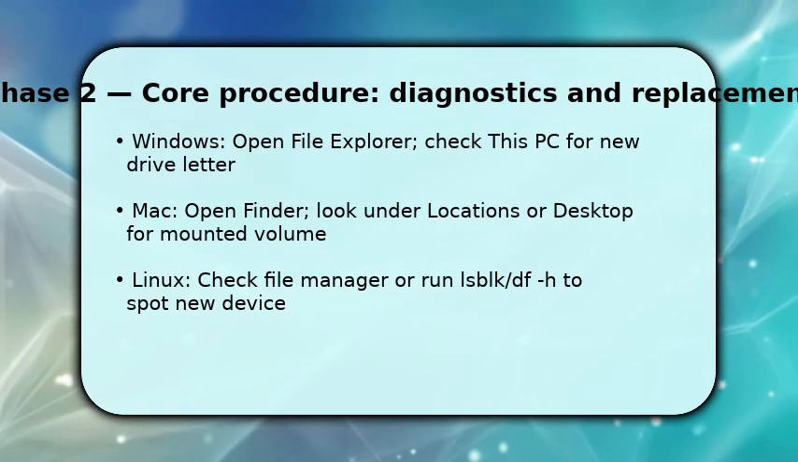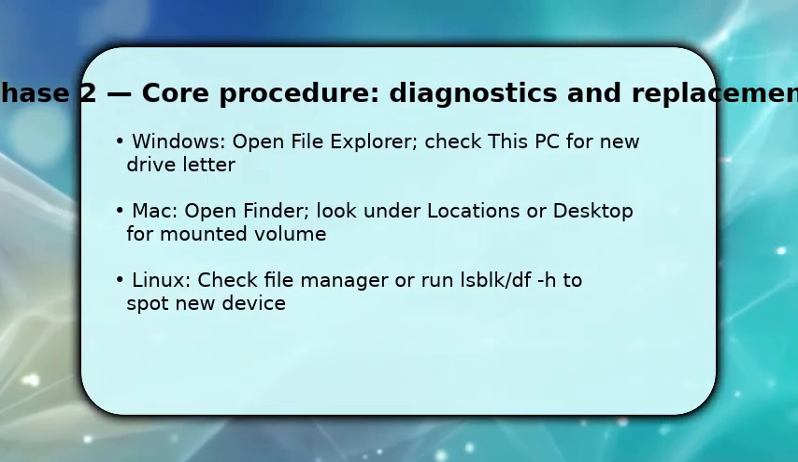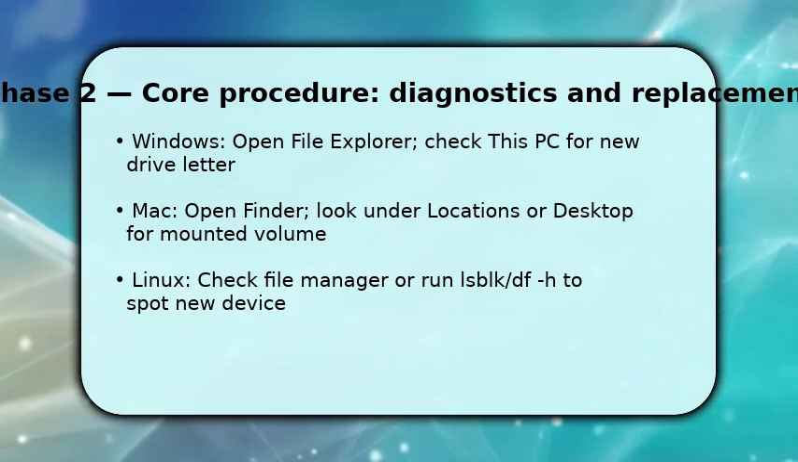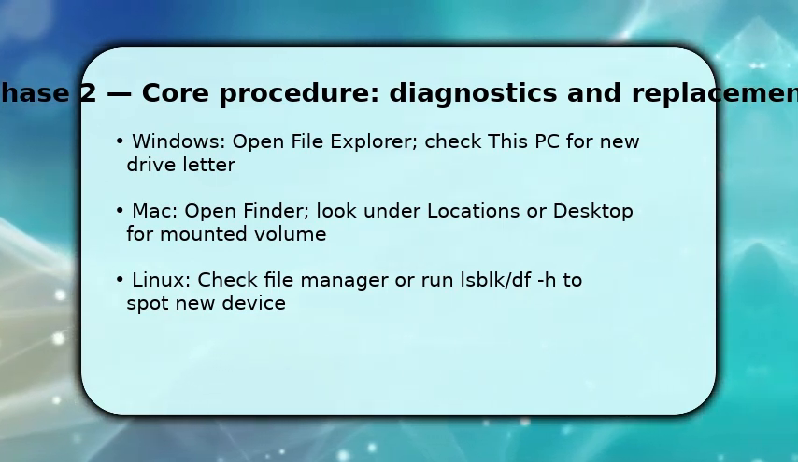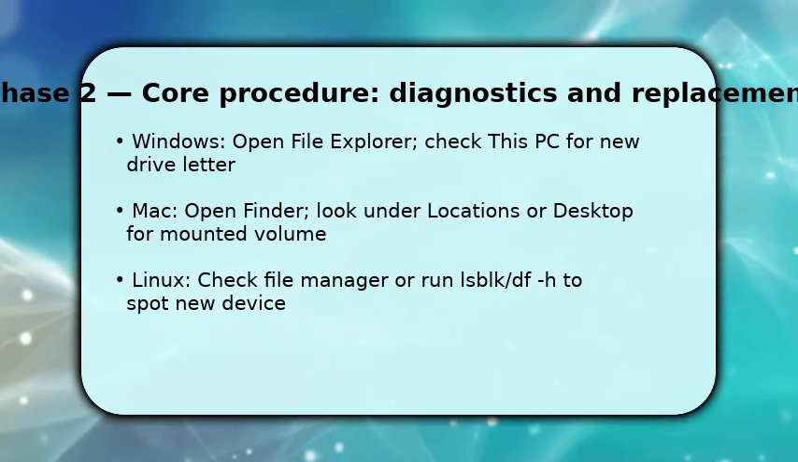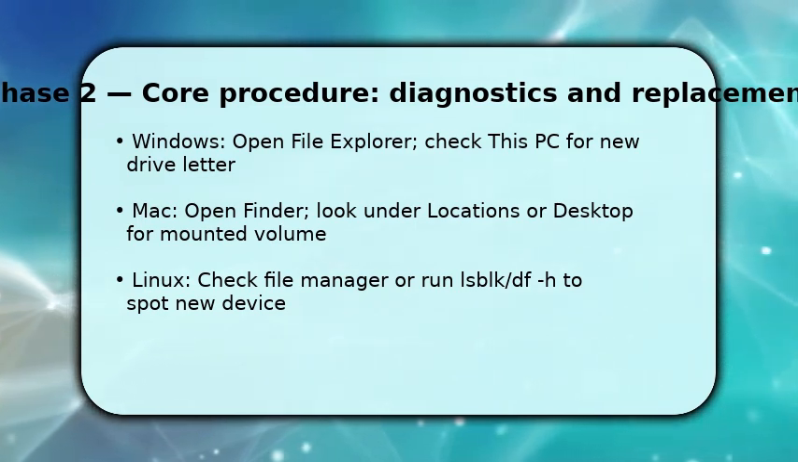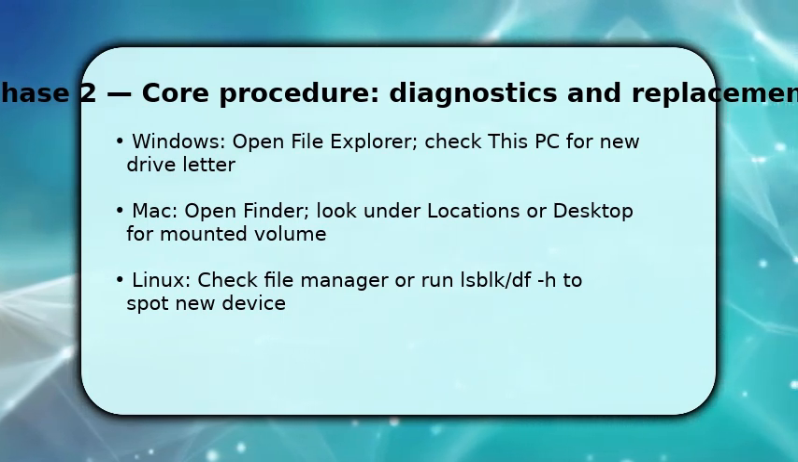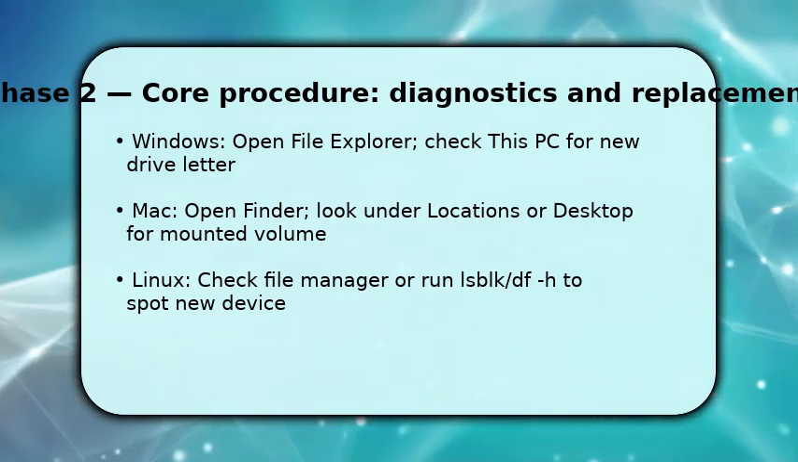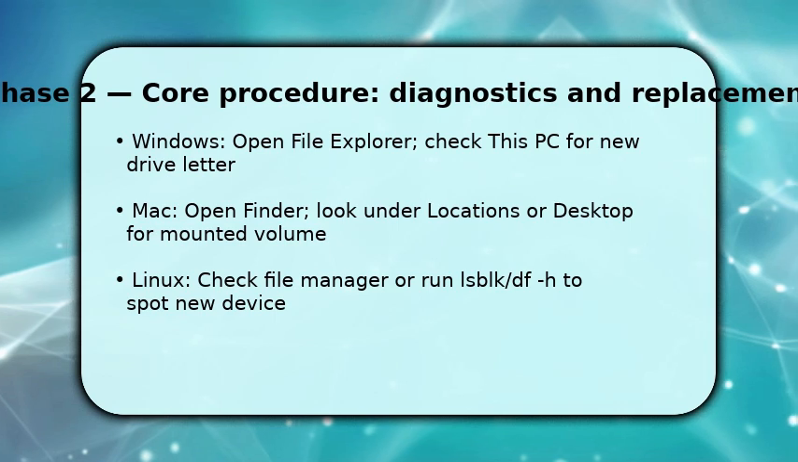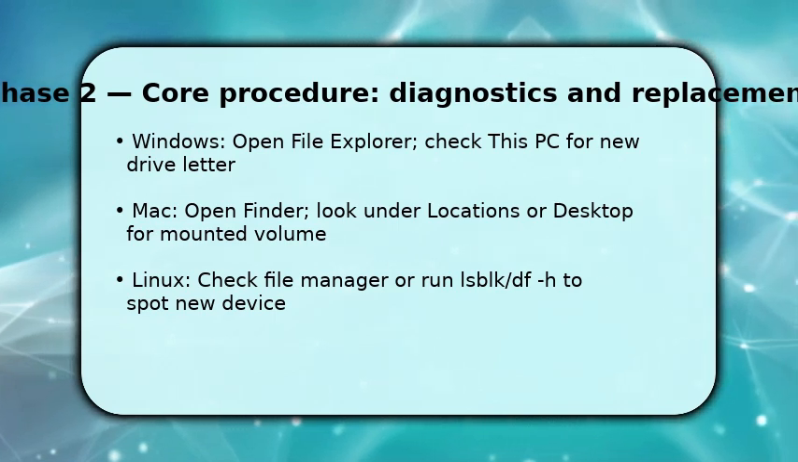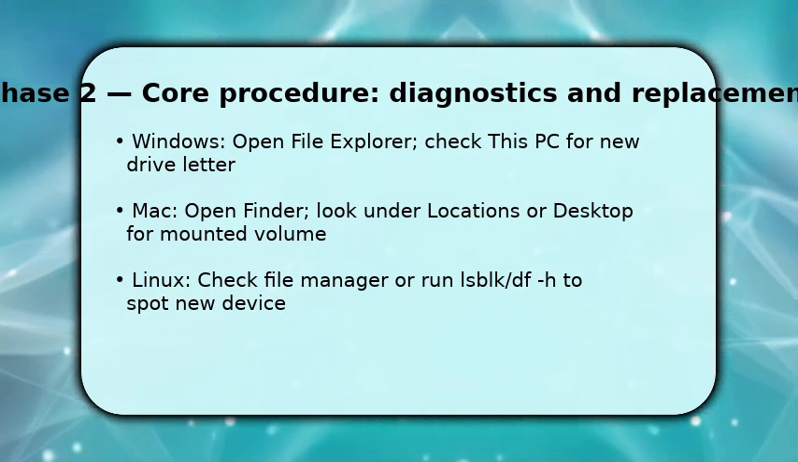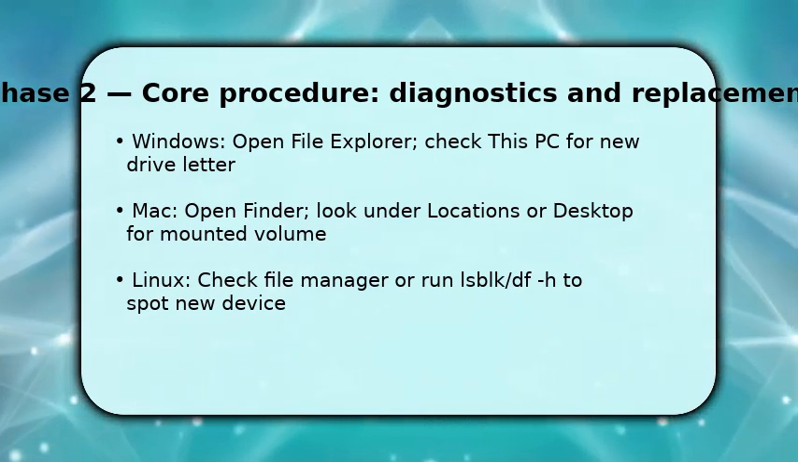Now you find the card inside the operating system. On Windows, open File Explorer and look under This PC for a new drive letter. Double-click to browse. On Mac, open Finder and check locations, or use the desktop if external disks show there. On Linux, open your file manager or run lsblk or df -h in a terminal to identify the new device name. Make sure you don't accidentally open camera folders. Look for the drive label or size to confirm it's the SD card.